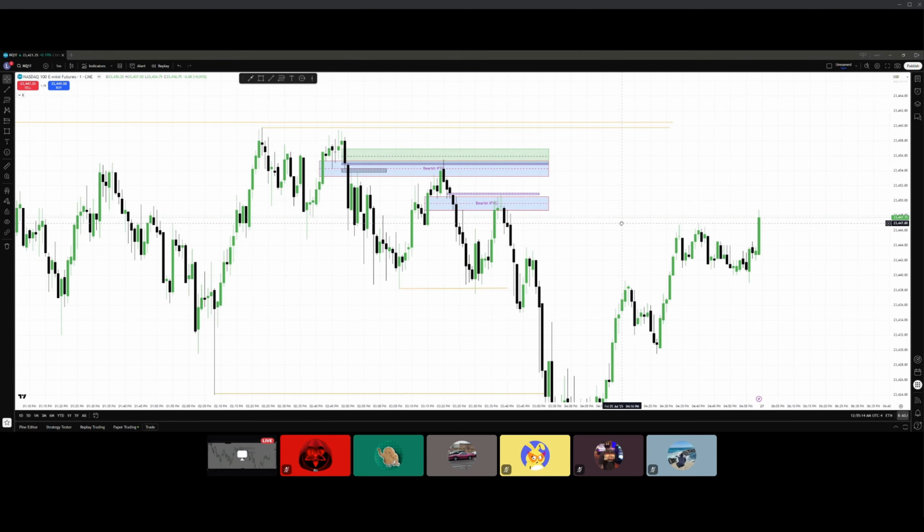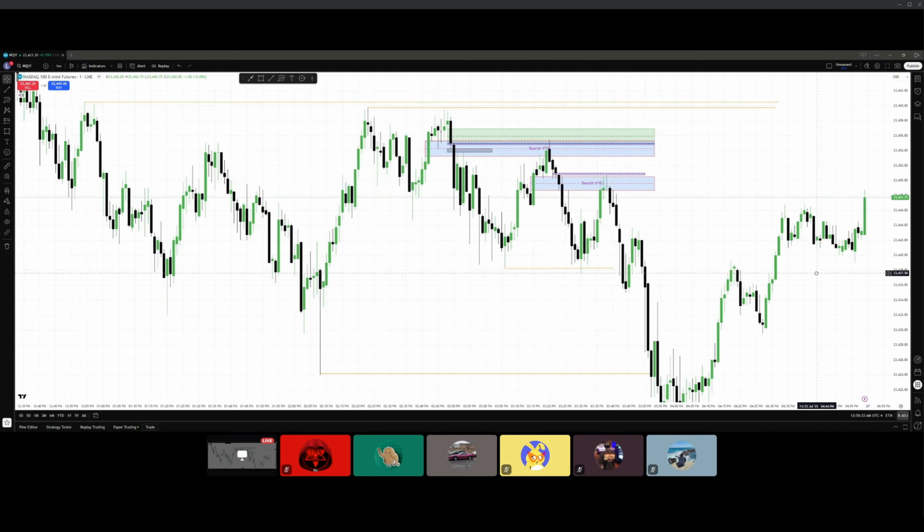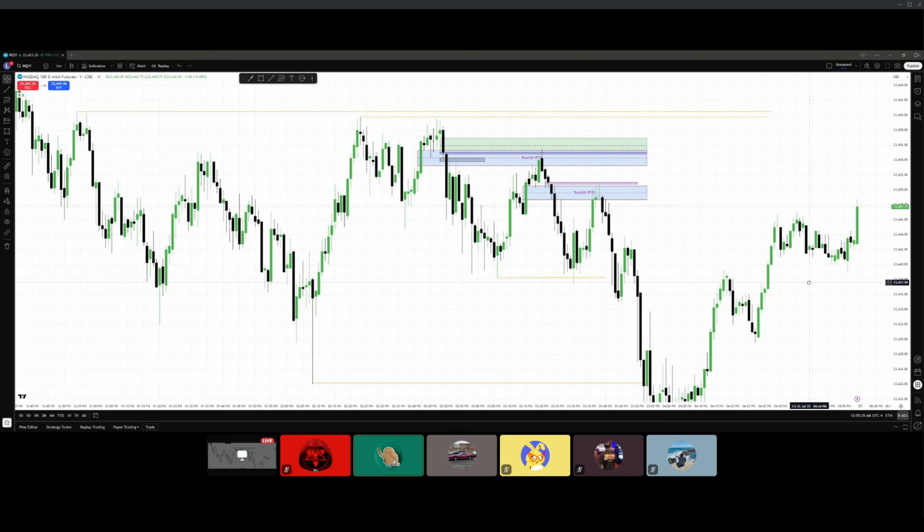Same with fair value gaps. The market can still, say, close through a fair value gap, and then come back and use that same fair value gap again, even though it closed through it. Now, at that point, would it be one I wanted to use? Not really. It wouldn't be something I'd be as focused on using.